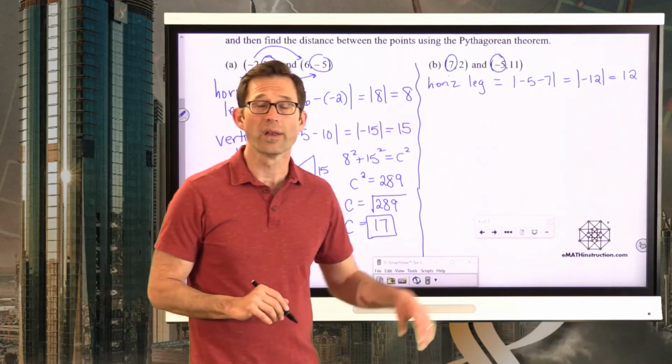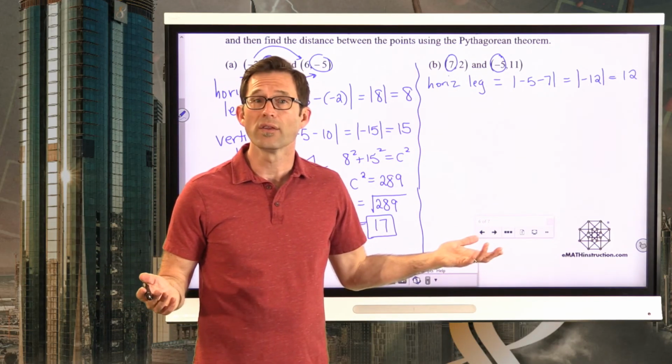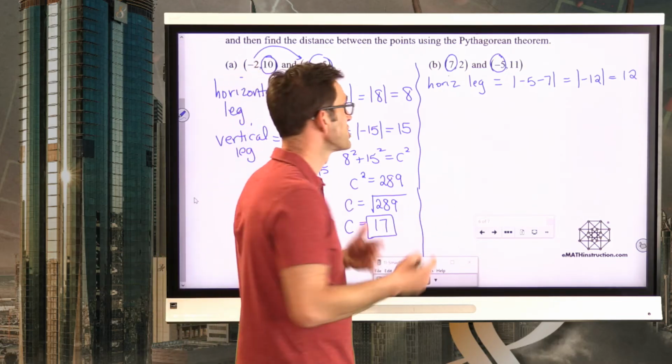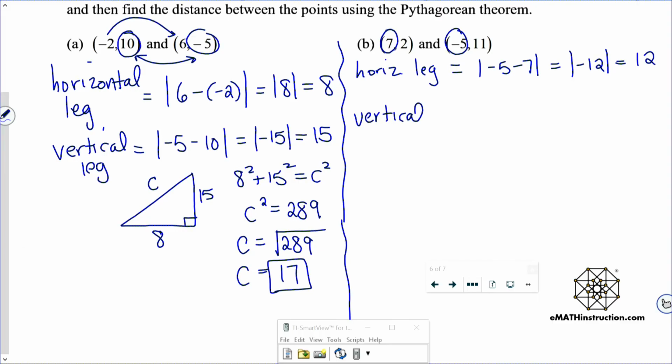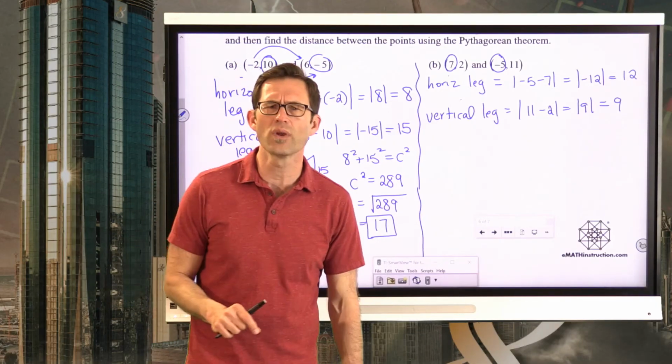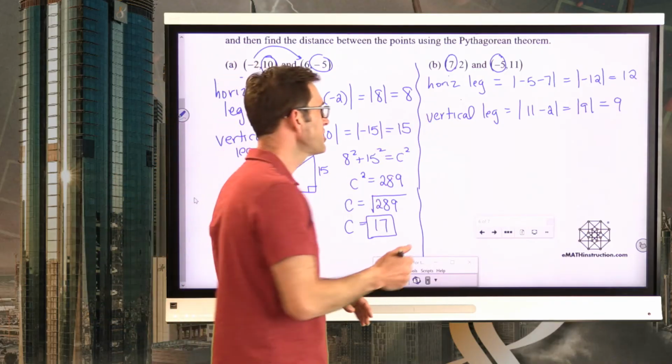Now the vertical leg's quite easy. That's from 2 to 11, right? And there's 9 units between those two. Right? I can just kind of think about that, but if you like the formula approach, right, I'm going to have the absolute value of 11 minus 2, which is the absolute value of 9, which is just 9. Again, I'm just looking for how far these two numbers are apart from each other. And now I've got my vertical and my horizontal legs.